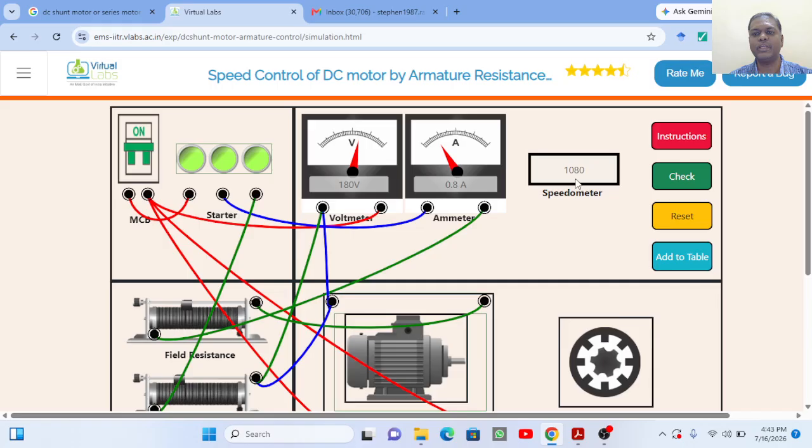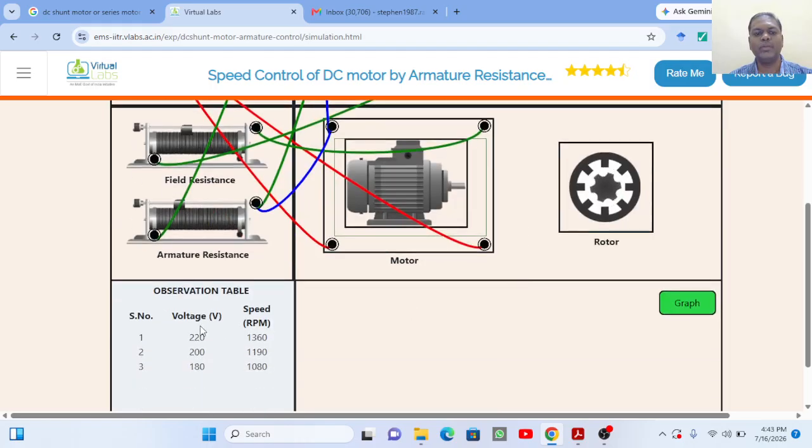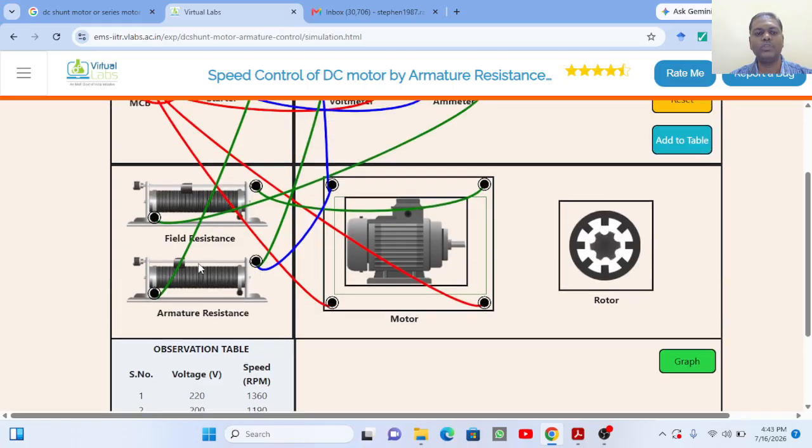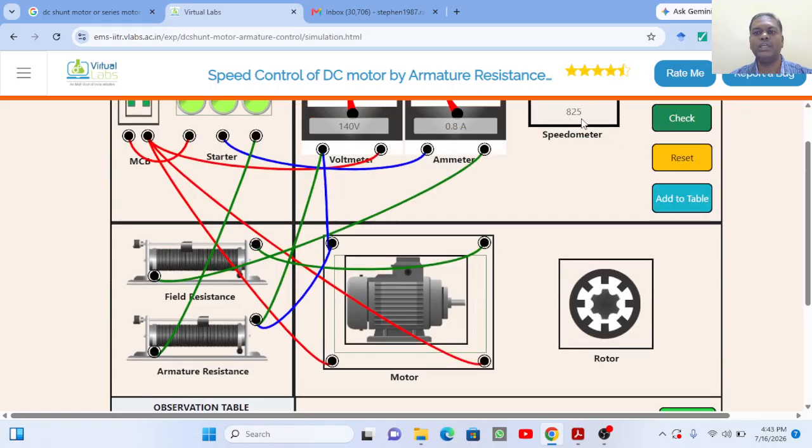Again the speed is reduced to 1080. The corresponding voltage is also reduced. Now if you see the table, for the voltage of 220 the speed is 1360, for 200 it is 1190, for 180 it is 1080. The speed will be reduced based upon the armature resistance. Now we move the armature resistance to the next position. The speed is again reduced to 825, that is going to be added to the table.